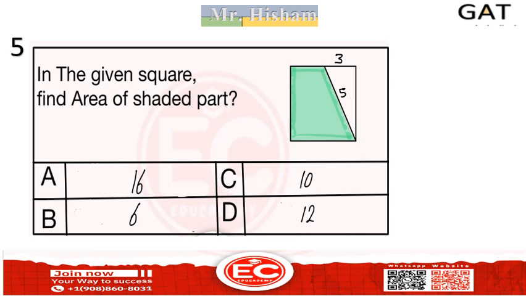Question number 5, in the given figure, it's a square. It means that this angle is equal to 90 degrees. Find the area of the shaded. Let's draw this triangle outside.